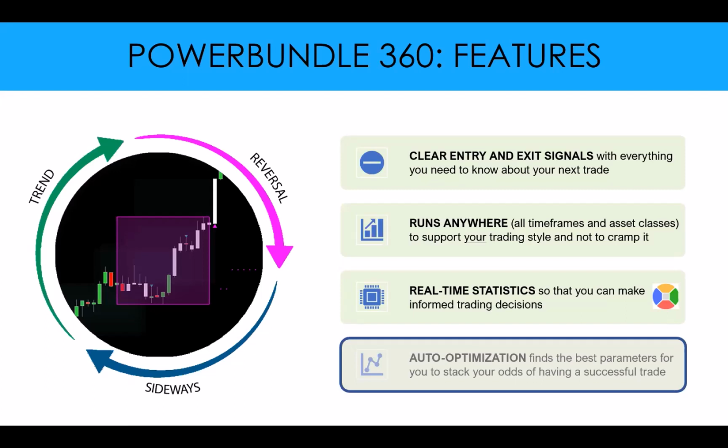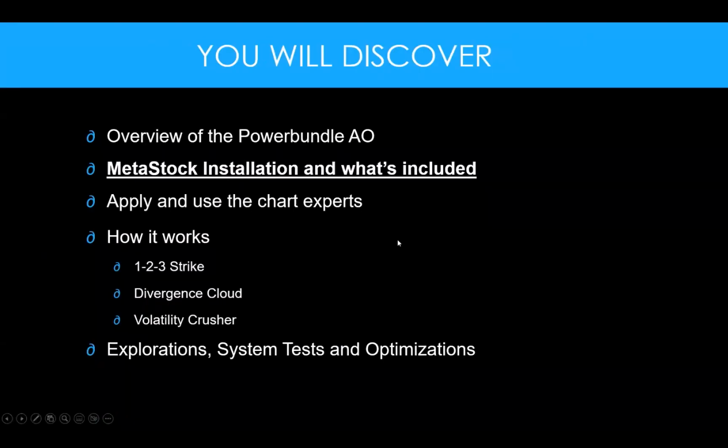But now with auto-optimization, we have come up with a feature which will do the heavy lifting for you, therefore allowing you to focus on your trading instead of fiddling around with the parameters. And again, how this will work with MetaStock, we will see in just a bit. Okay, so this was the overview of what the Powerbundle 360 AO in its latest generation is.